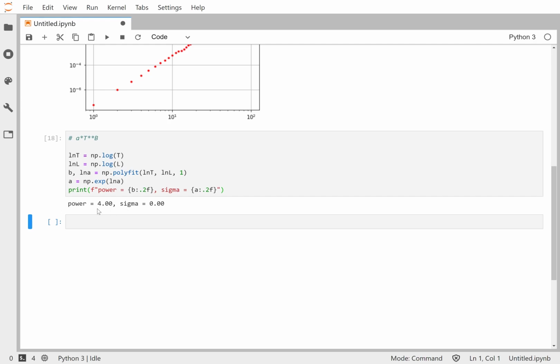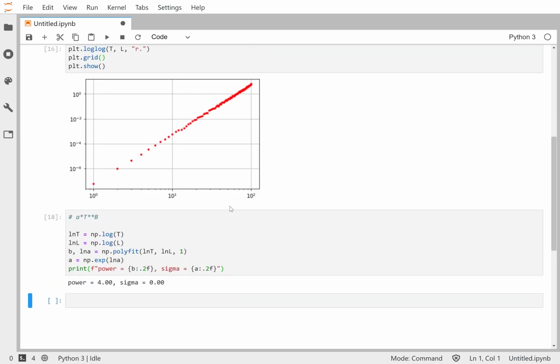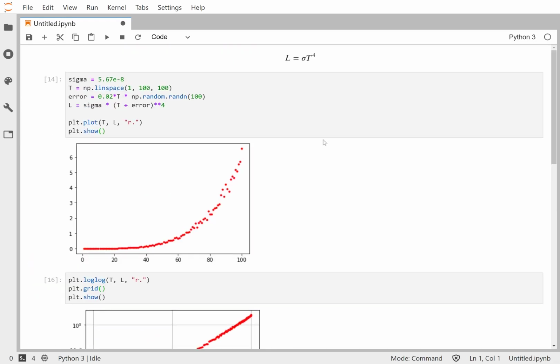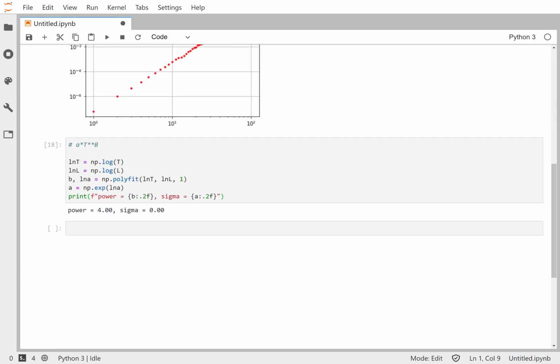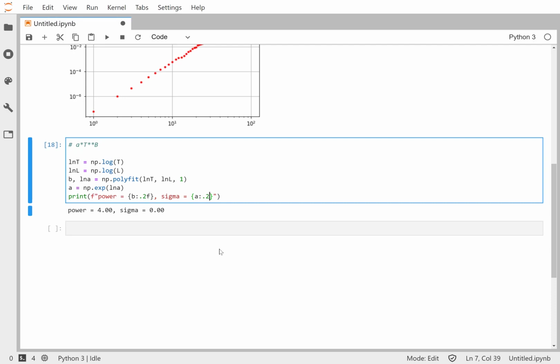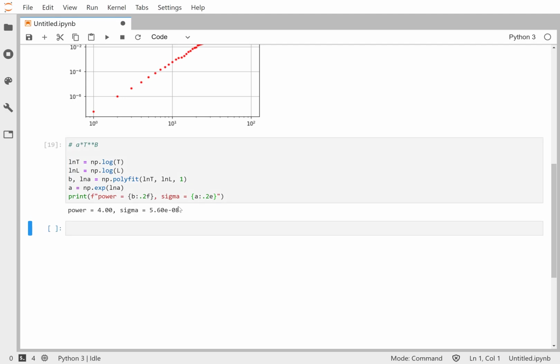All right, and the power is 4 and the sigma is 0. Is that right? Well, I guess it's actually just really tiny. The power, of course, is 4. The Stefan-Boltzmann constant is 10 to the -8. So printing it to 2 decimal places, that was kind of a dumb thing to do. Let's print it as an exponential. So that's 2 decimal places in scientific notation. There we go. So 5.67, 5.6, because we have noisy data. Looks pretty good. And let's try plotting this just to make sure it's a good fit.